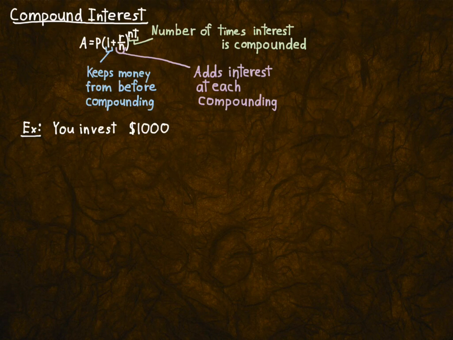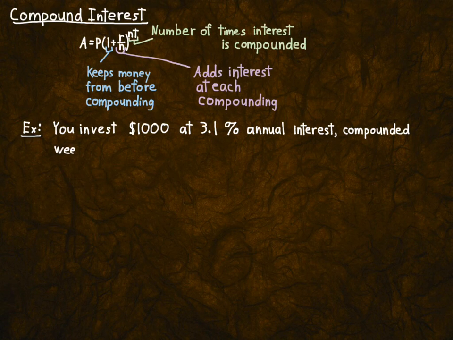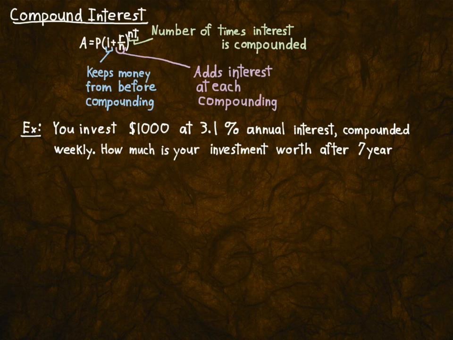So for example, you invest $1,000 at 3.1% annual interest, compounded weekly. So it's annual interest compounded weekly. How much is your investment worth after 7 years? So the annual interest, the unit is years, because annual means per year.